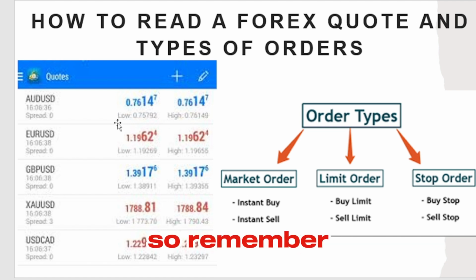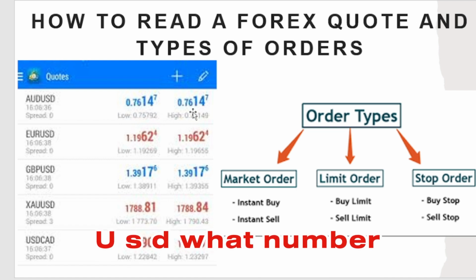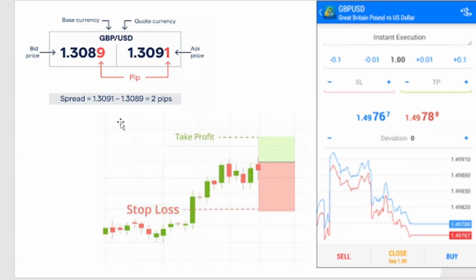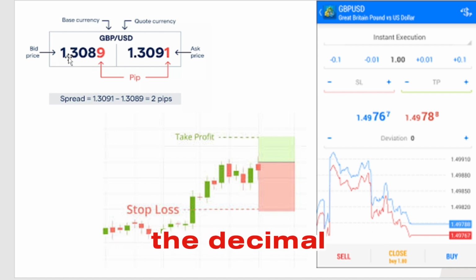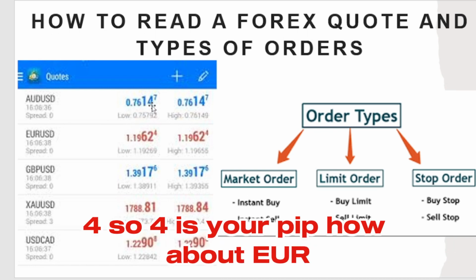Okay, remember we talked about pip. On Australian USD, what number is your pip? This is your bid price and this is your ask price. On your bid price right here, which is your base currency right now, what is your pip here? Remember what we talked about pip? We said pip is the fourth digit after the decimal point. So this is your decimal point. 1, 2, 3, 4. So 4 is your pip.